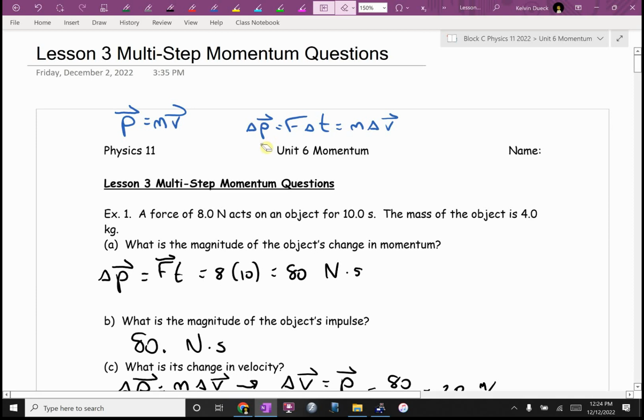But delta P, what's delta an abbreviation for? Change in anything. So the first way that I can find the change in momentum is if I happen to know the final momentum, and if I happen to know the initial momentum, just subtract them. Pay attention to directions, though. If they're in opposite directions, you have to let one be positive and one be negative.